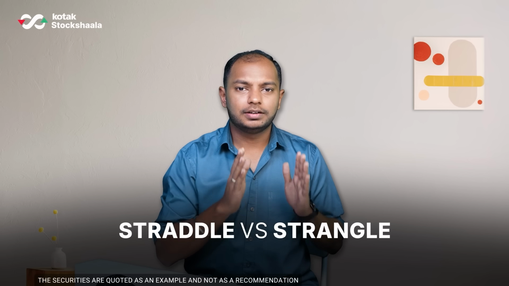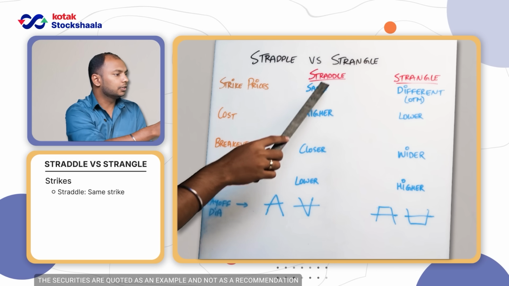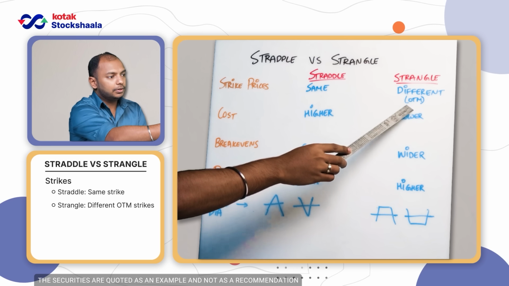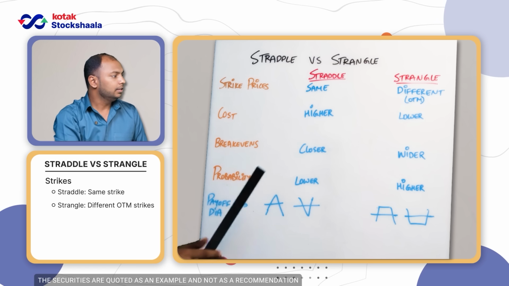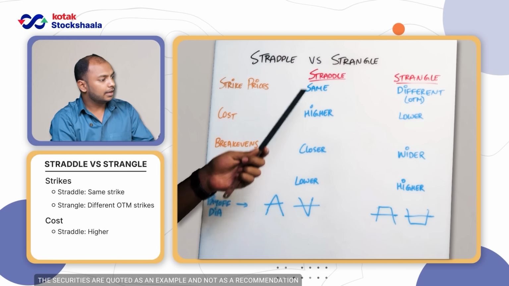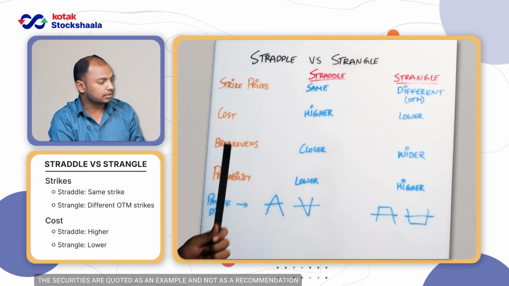Now we will compare a straddle with a strangle. To start with, for a straddle, you're going to have the same strike prices, whereas for a strangle, you're going to have different out of the money strike prices. The second one is cost. A straddle has a higher cost, whereas strangles have comparatively lower costs.